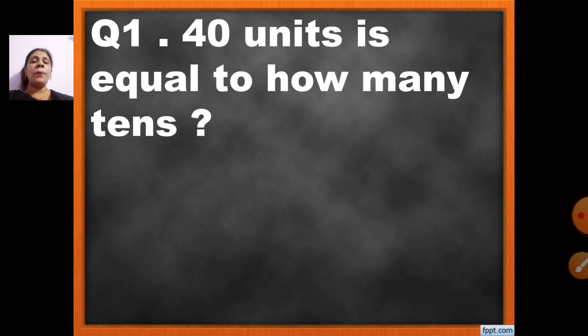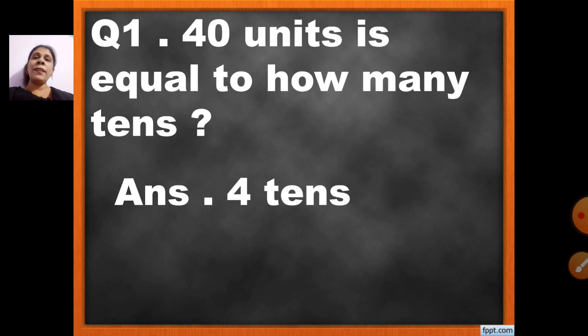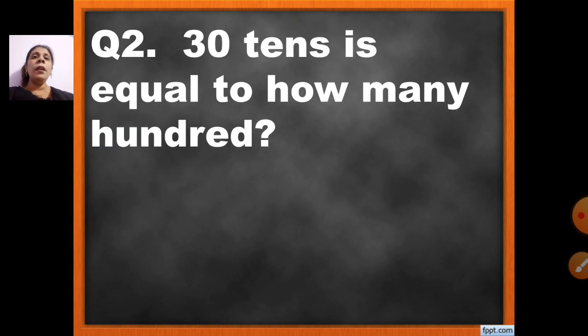40 units is equal to how many tens? Now children, 10 units will be equal to how many tens? 1 ten. Then 20 units will be equal to how many tens? 2 tens. And 30 units will be equal to 3 tens. And 40 units will equal how many tens? 4 tens. So 40 units is equal to 4 tens.